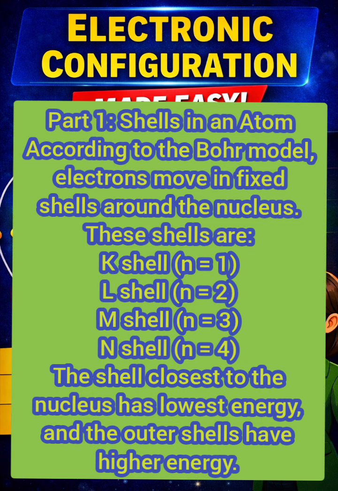Part 1. Shells in an atom. According to the Bohr model, electrons move in fixed shells around the nucleus. These shells are K shell, n equals 1; L shell, n equals 2; M shell, n equals 3; N shell, n equals 4. The shell closest to the nucleus has the lowest energy, and the outer shells have higher energy.